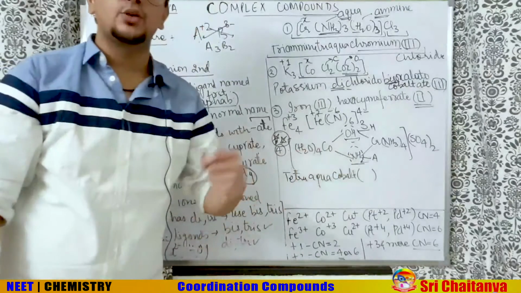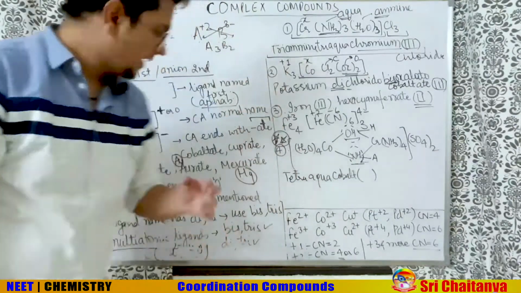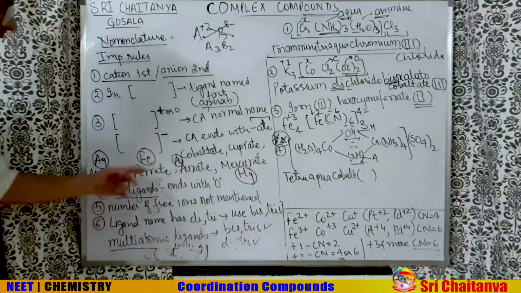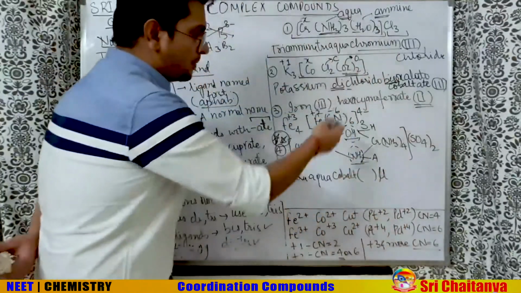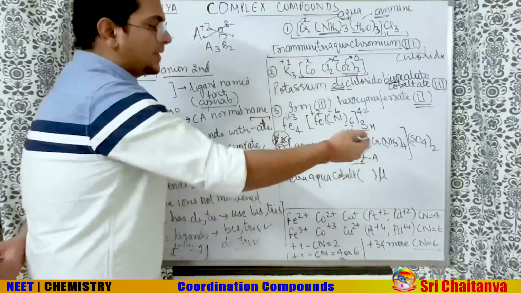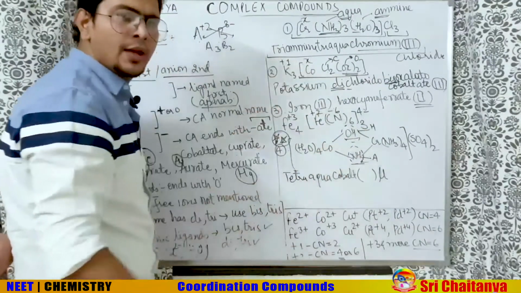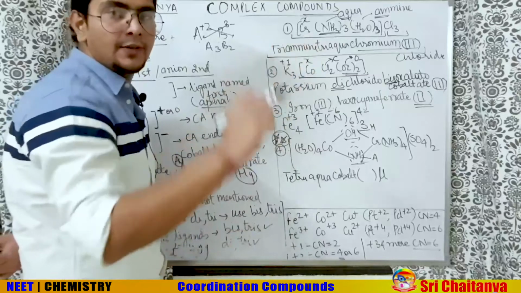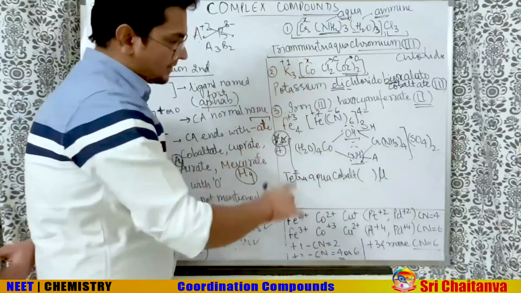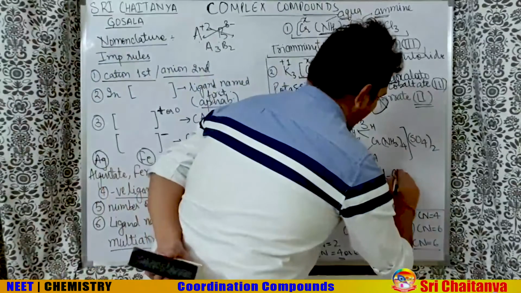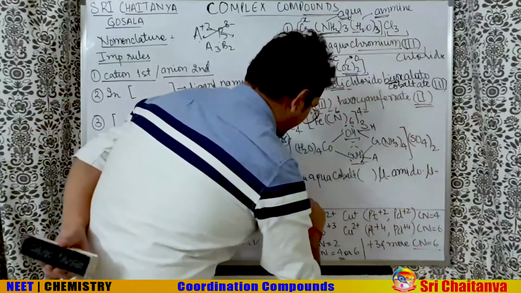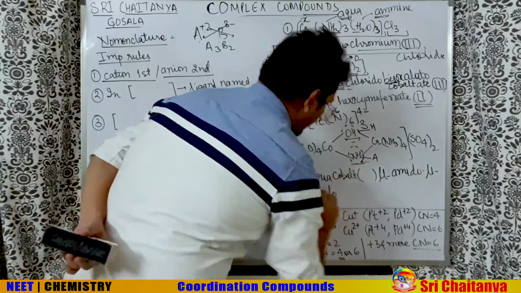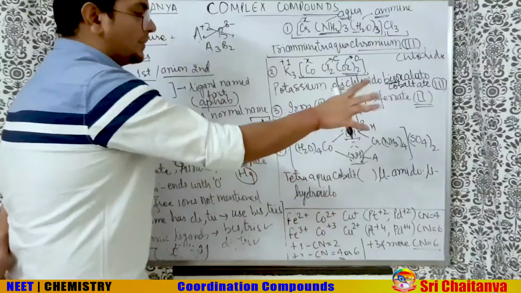I will use the letter O at the end of it, because a negative charge ligand ends with O. So I will get mu. Why mu? Because it is the bridging ligand. To represent a bridging ligand, I use the symbol mu, the same symbol that you use for refractive index in physics. So mu amido, then mu hydroxido. You got mu amido, mu hydroxido, both the bridging ligands.